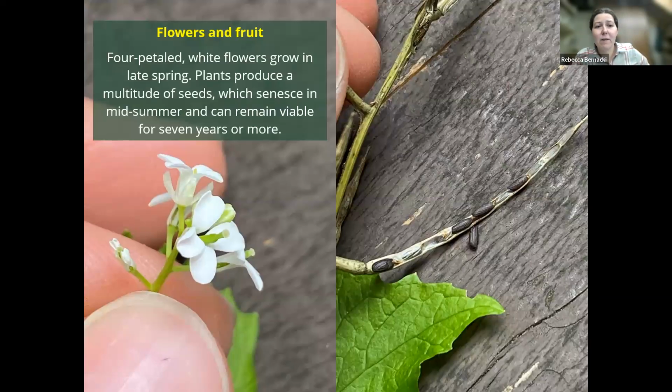The fruit and flowers. Garlic mustard has these 4-petaled white flowers that are present in late spring. They are present right now throughout the Adirondacks. Ryan can probably nod his head here, but you may be even past peak flower down there in the Lower Hudson region at this point. Plants are going to produce a multitude of seeds, which senesce in midsummer, and these seeds can remain viable in the soil for up to 7 years. So remember, I said invasive species management is never one and done. These seeds are going to be in the seed bank, and we're going to have to go back year after year and manage this invasive species.